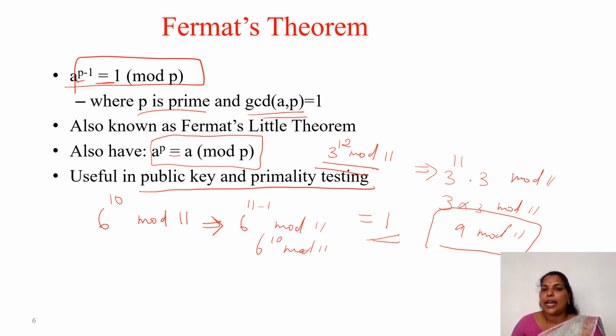How can we write 3 power 12? We can write 3 power 11 into 3 mod 11. So what is 3 power 11? A power P congruent to A mod P, so 3 power 11 mod 11 is 3. So 3 into 3 mod 11, that is 9 mod 11. This way we can find the value of any modulus operation using Fermat's theorem.